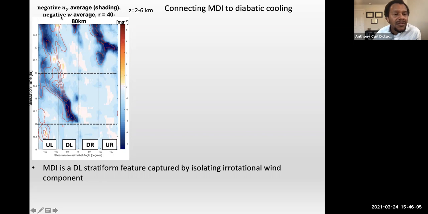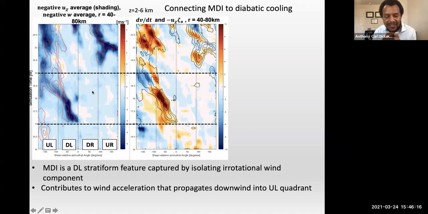Now, the shading is the negative U chi and the red contours are the negative vertical velocities. Now, how does this compare to the overall wind acceleration? How does the MDI accelerate the local wind?